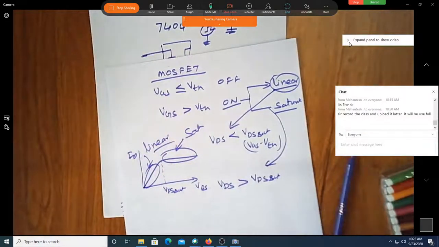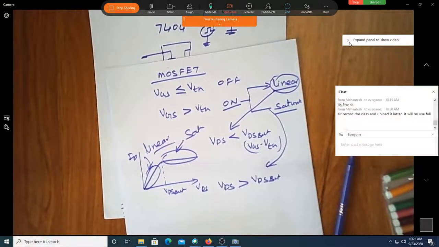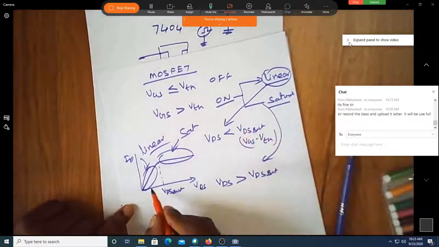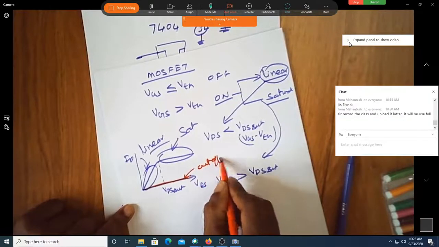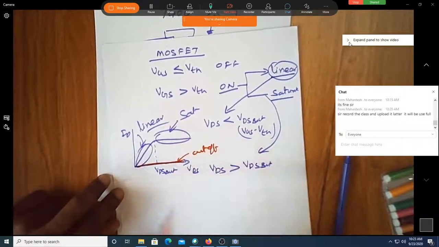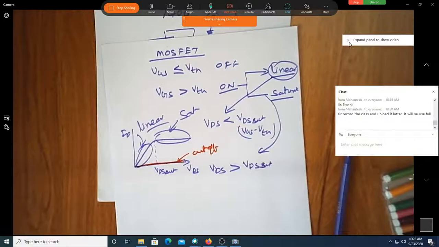Correct? These are the regions of operation when it is on. When it is off, the current is 0. The current is 0. This is cutoff. Correct? Linear, saturation, cutoff. Done?